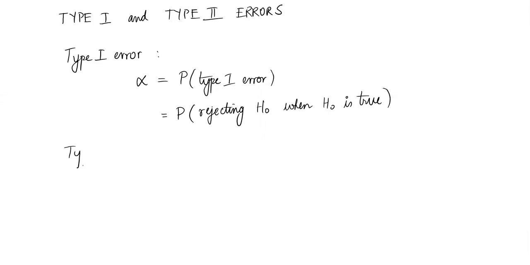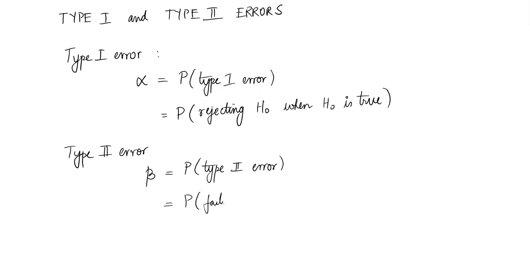So the type 2 error here would be beta, which is the probability of type 2 error. And you can think of this as the probability of failing to reject H0 when H0 is false. See?